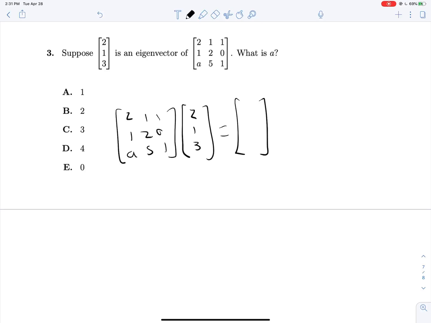So 4 plus 4 gives us 8, so given that this is an eigenvector, we know that lambda is equal to 4. Then for our second entry, we get 2 plus 2 plus 0, which is 4. That still checks out. So we want to get 12 for this bottom element here, and we see that this is 2A plus 8, and therefore A is equal to 2.